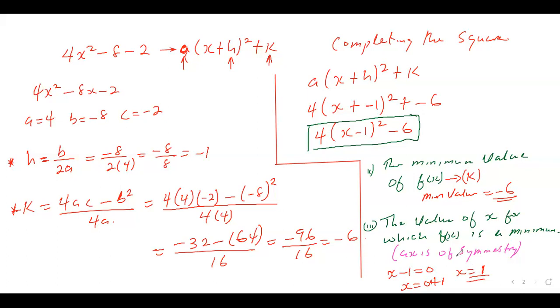I repeat, how do you find the value of x for which fx is minimum, or what we call the axis of symmetry? After you write your completing the square, wherever you have inside this bracket, you take that equation and equal it to 0 without the square. Then you write it down. Are we clear?